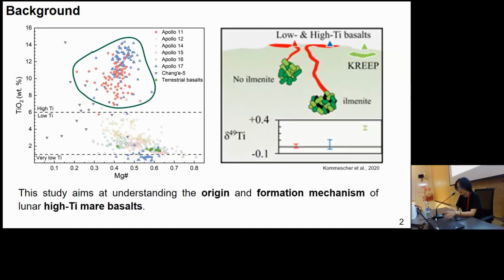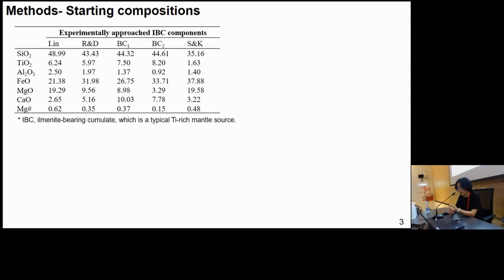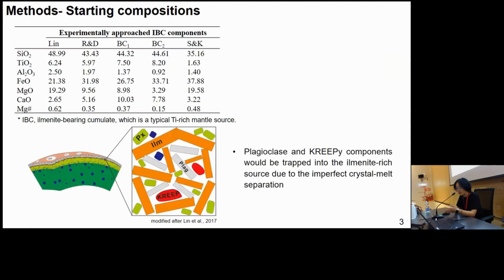So this study is aimed at understanding the origin and the formation mechanism of the lunar high-titanium mare basalts. For this purpose, we compiled the titanium-rich source compositions, constrained by previous experiments. And then we also considered the factor that the plagioclase and the titanium-rich source will have imperfect separation during the crystallization process.